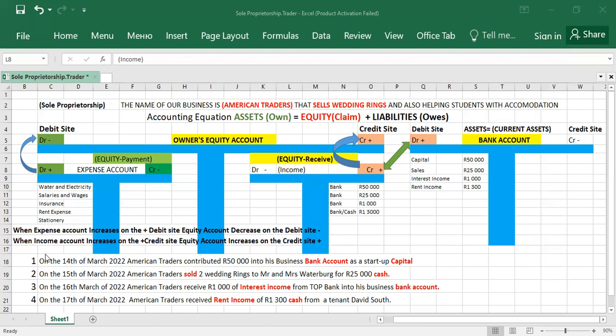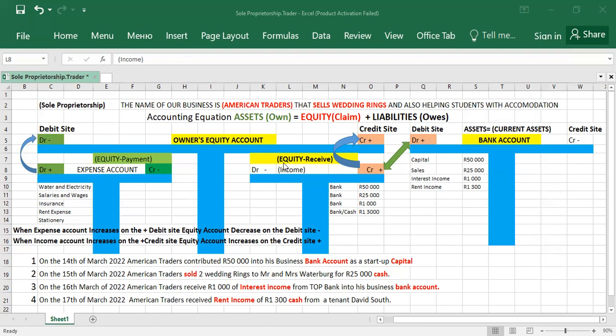Before we can start doing the questions below, we have to recall our rules according to these modules. We have to know that the expense account increases on the debit side and the expense account decreases on the credit side. These are the rules. And when the expense account increases on the debit side, what is happening with the owner's equity account? The owner's equity account decreases on the debit side.